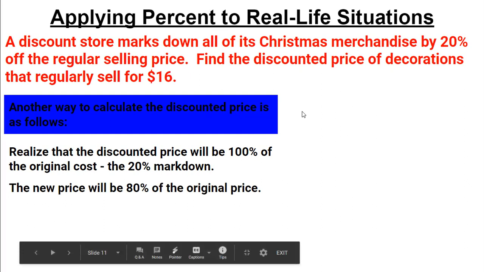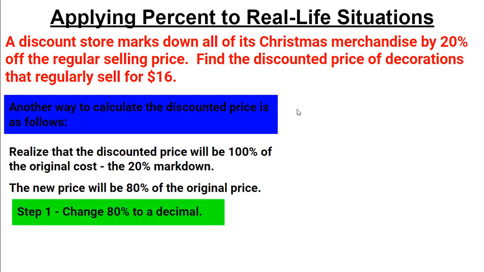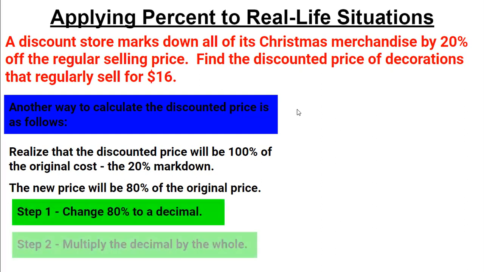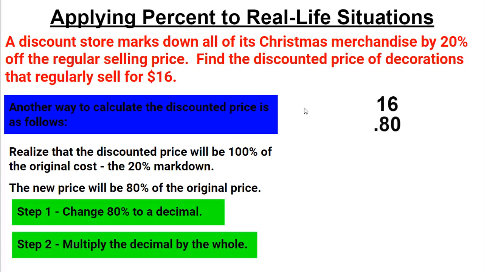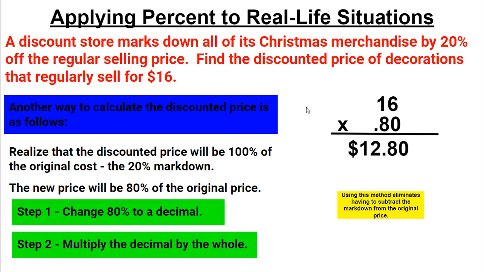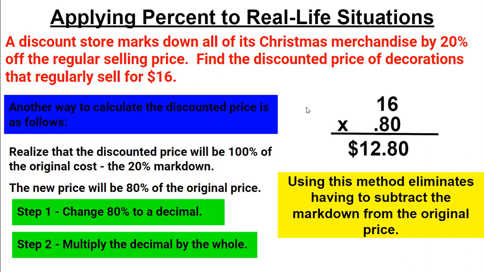Thinking of it backwards, right? So then you're going to change 80% to a decimal and multiply by 16. So 80% as a decimal is 0.8, and you're multiplying that by 16. If you do the math, you'll get $12.80. You just eliminated the step. So using this method eliminates having to subtract the markdown from the original price. So in summary, if you mark up, you add the percent to 100. If you mark down, you subtract the percent from 100.